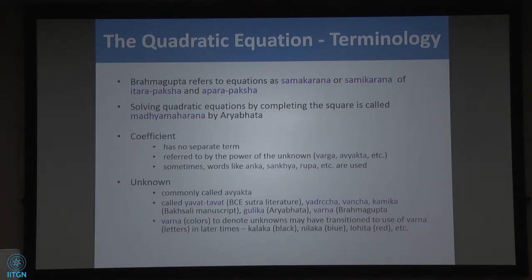The word equation has been expressed as samakarana or samikarana, which is the equalizing of the two sides, the itarapaksha and the aparapaksha. And the familiar method that we use of solving quadratic equations by completing the square, that process is referred to as Madhyamaharana by Aryabhatta. And coming to the specific parts of it, the coefficient, interestingly, has no separate term used to refer to it. It's usually referred to by the power of the unknown with which it is associated. So a, for instance, would just be referred to as the x squared.